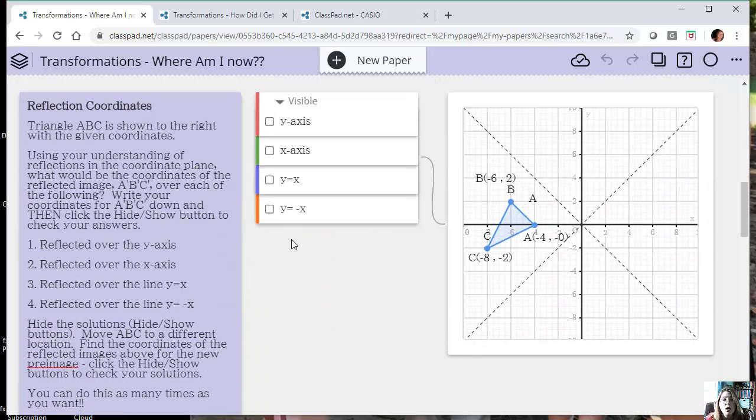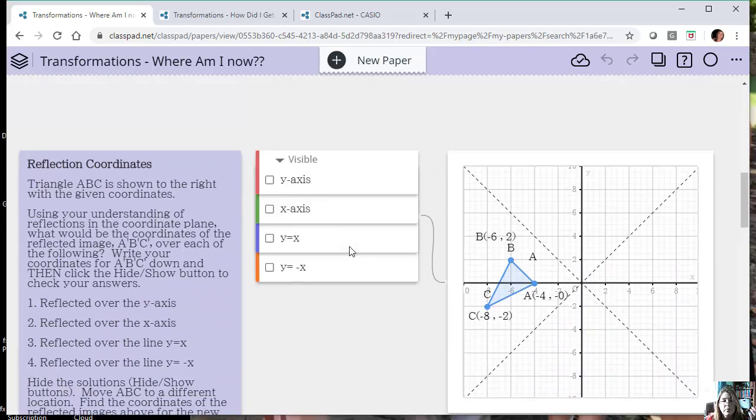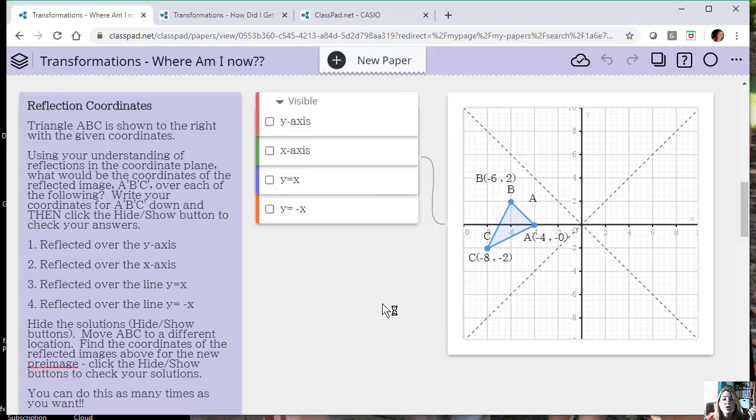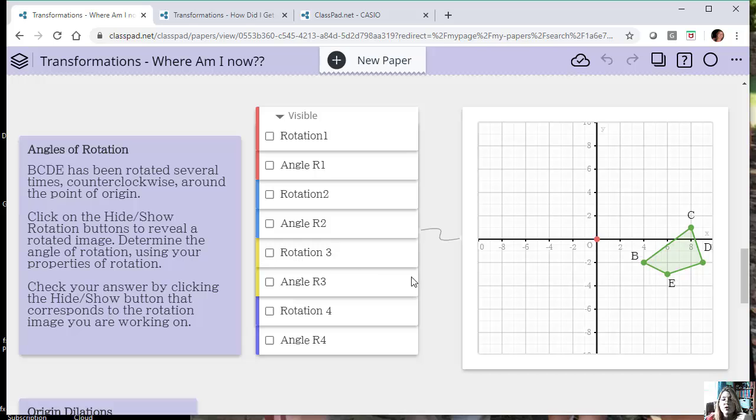The next one is reflection with coordinates. Again, here's your original pre-image with the coordinates, and they are to determine what the new coordinates would be if we reflected over these 4 different lines: the x-axis, the y-axis, y equals x, and y equals negative x. They come up with the coordinates, and then they click here to check their answers.